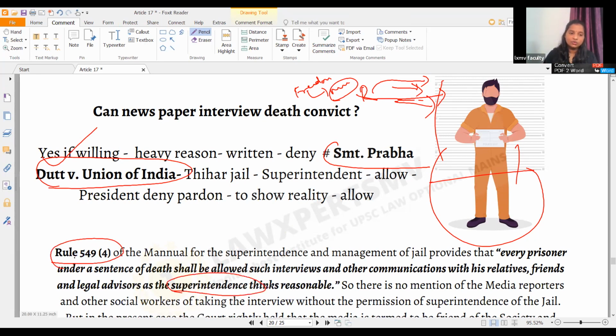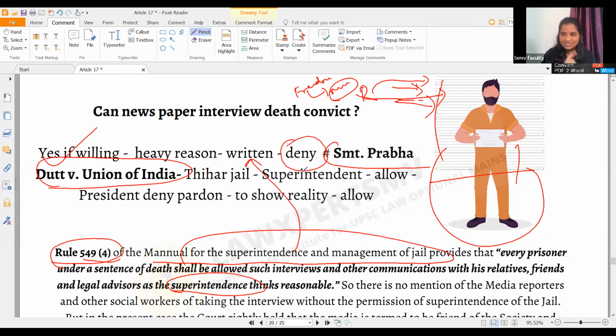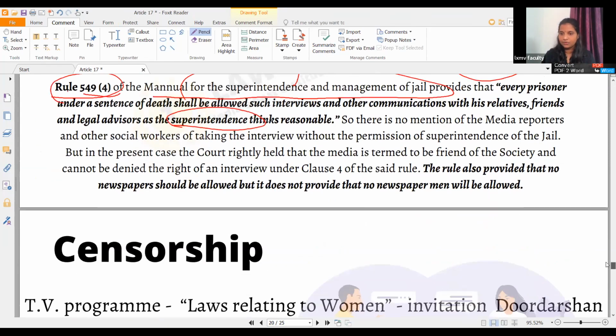It is given under these rules, 594 clause 4 of the Manual of Superintendence and Management of Jail Provisions. Why am I giving this rule? Yes, it can be stopped by the superintendent, but he must give a written reason for denying the same. That was given in this case law. Okay. And that reason must be very heavy.